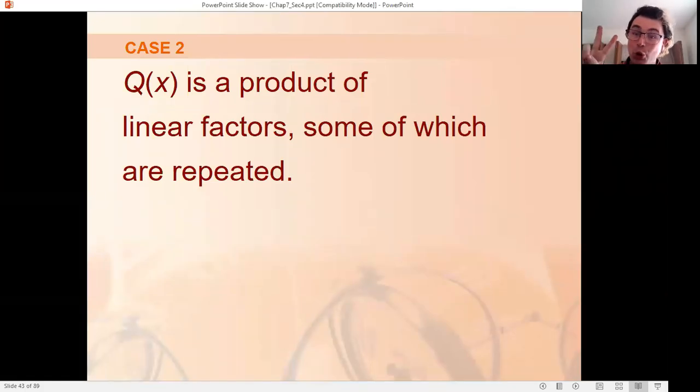Case 2. We have done our long division step. We have our proper rational function. We factor the denominator, and what do we get? Q of x is a product of linear factors, and some of them have repeats. What do we do? That's okay.